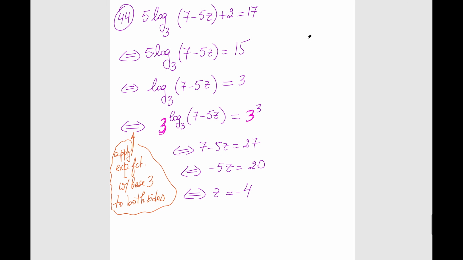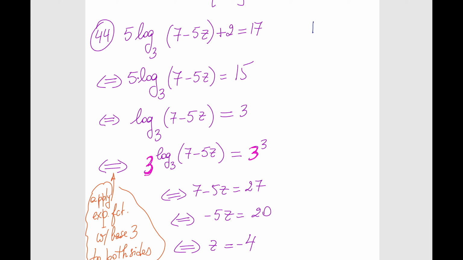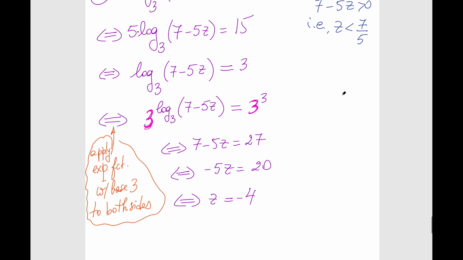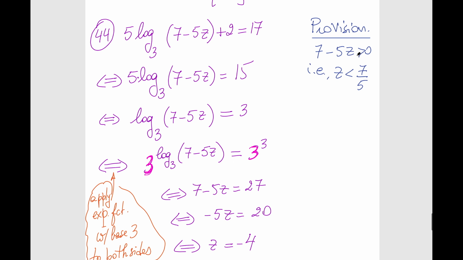All right, so if you want to go the provision route, what's the provision of the question here? The provision is that this entity is positive, right? The only demand on z is that this entity is positive, because if it's not positive, log base 3 of that entity is not meaningful, right? So the only provision is that this guy is positive, which means that z is smaller than 7 over 5. Am I correct? All right, so z is smaller than 7 over 5.